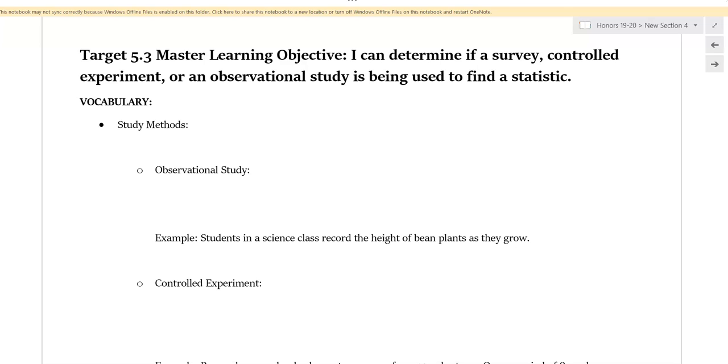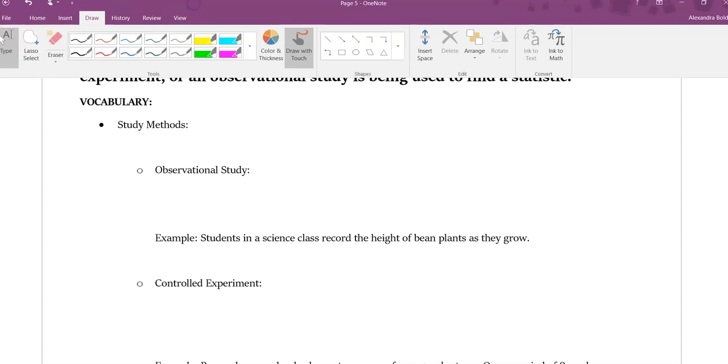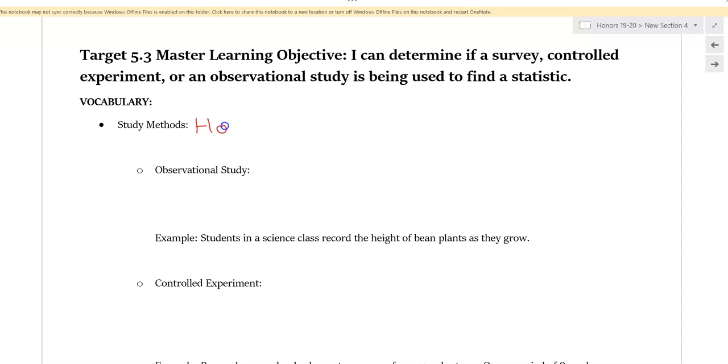So we've looked at sampling methods, right? How I'm going to pick my sample, and your sample is who you're going to study. Our study method is how you're going to study them. It's how you're going to study that sample that you chose.